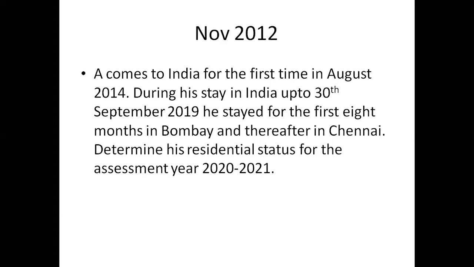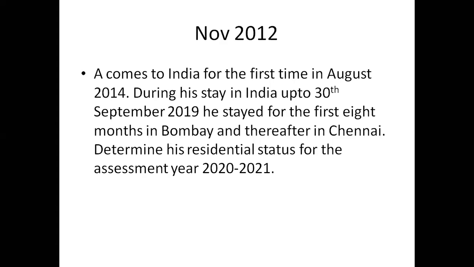The residential status of Mr. A. A comes to India for the first time, which means he is a foreigner. He comes to India for the first time in August 2014. Only in August 2014 did he come to India. Before that, in all the years and all the days, he was only abroad. He is a foreign citizen, right? From this you can understand the first line.